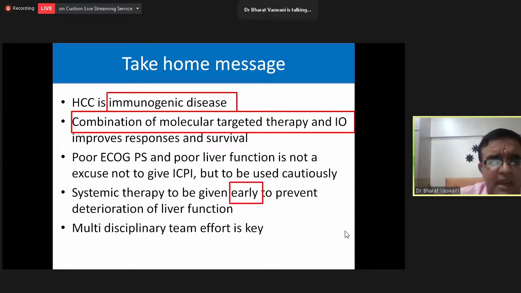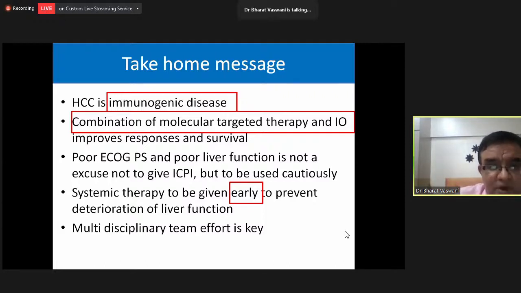The most important thing I tell my patients is, please don't wait for your aggressive treatment or the best treatment. Start early, because the earlier you start, the better is the performance status. Mind well, the responses will be excellent. Poor liver function, poor performance status should not be an excuse not to give your immune checkpoint inhibitor. You can give your single agent Nivo up to score 8 also.